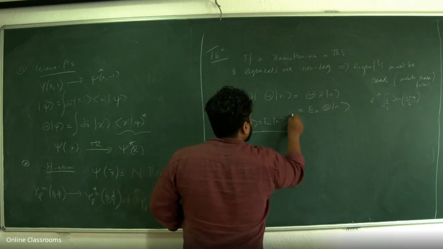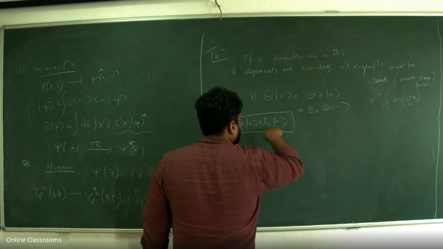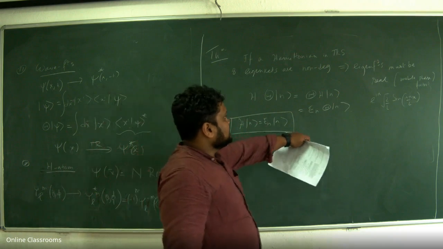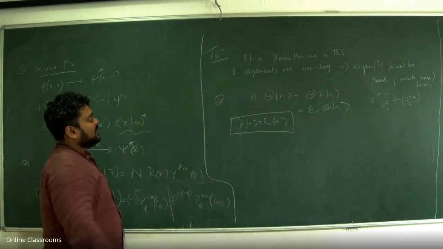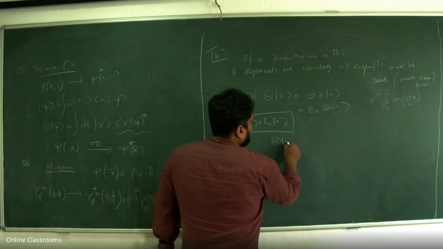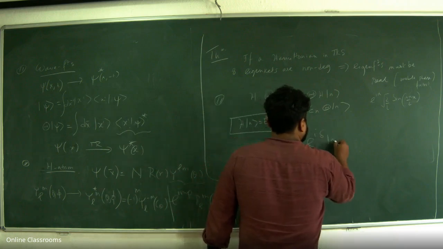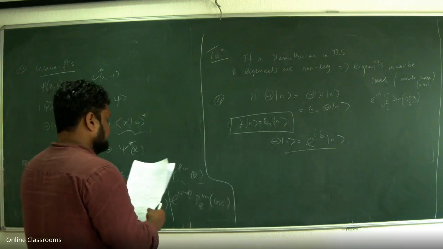That means if an eigenket n has eigenvalue E n, then theta n will be an eigenket also with eigenvalue E n. But I said it is non-degenerate, which means theta n must be some phase times n. Okay, so that means what?